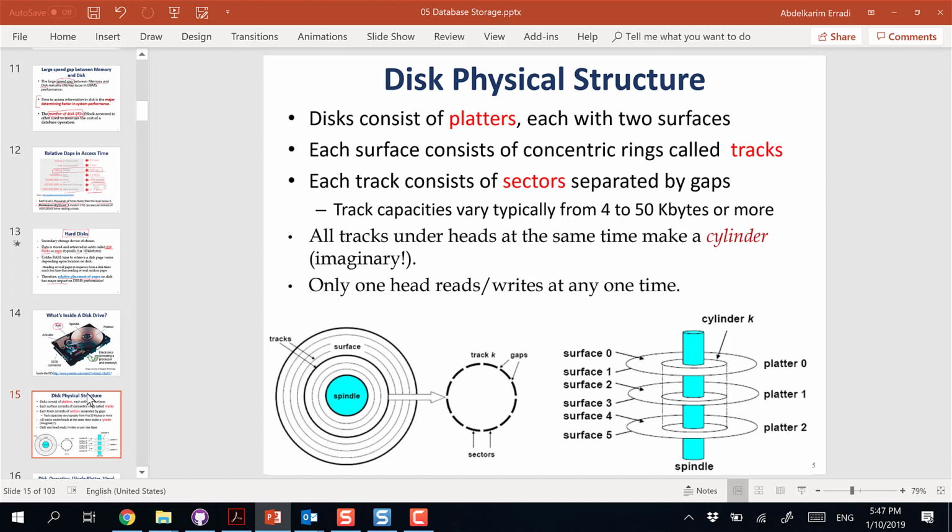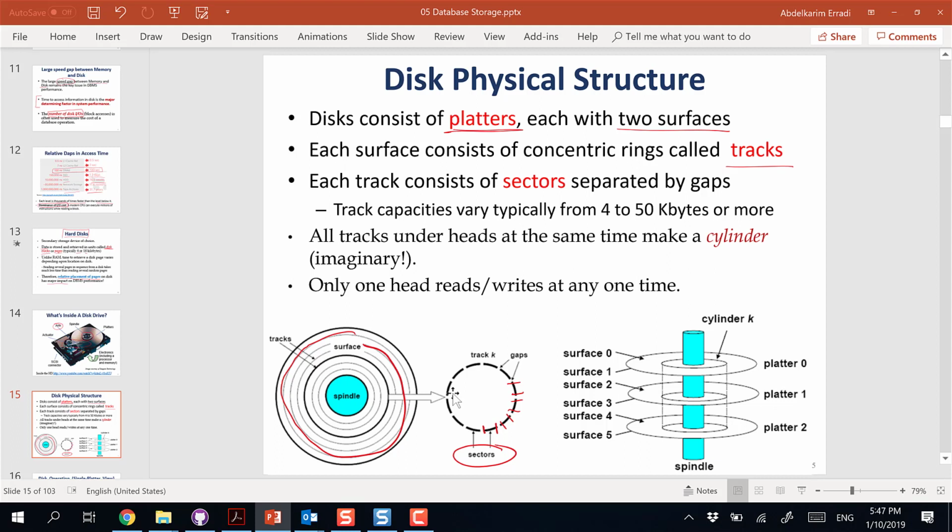So the disk consists of platters. Each platter has two surfaces, and each surface is made up of tracks. So here is the surface, and tracks are those circles here. This is one track, this is another track, and so on. Those circles are the tracks, and each track is made up of sectors. Okay, so that's the composition. Platters are divided into tracks, and tracks are divided into sectors.